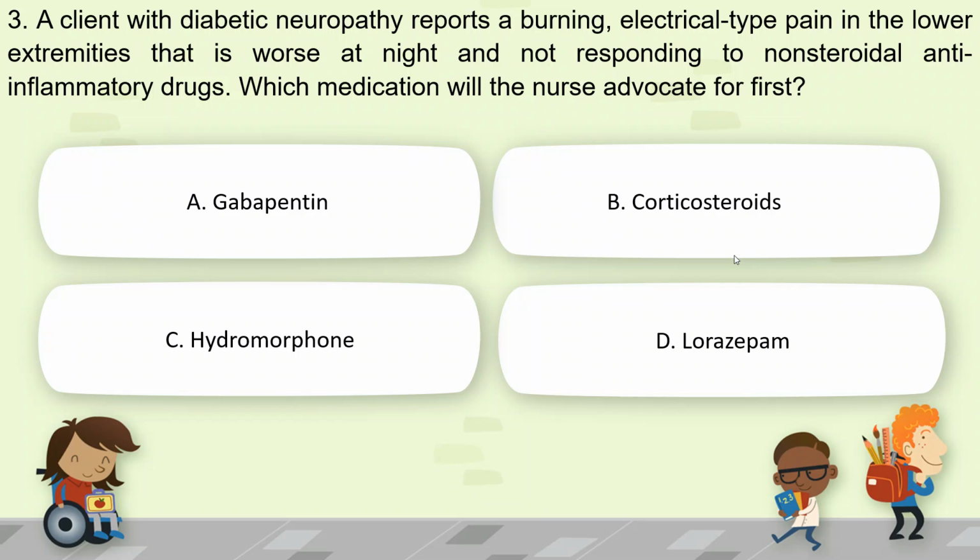So we're down with letter A and letter C, and we know hydromorphone is actually a stronger opioid, and it is not the first choice for patients having chronic pain, which can be managed by other forms of medication. So the best answer for number three is letter A, gabapentin. That is an anti-epileptic drug, but that's also used to treat diabetic neuropathy. So number three is letter A.